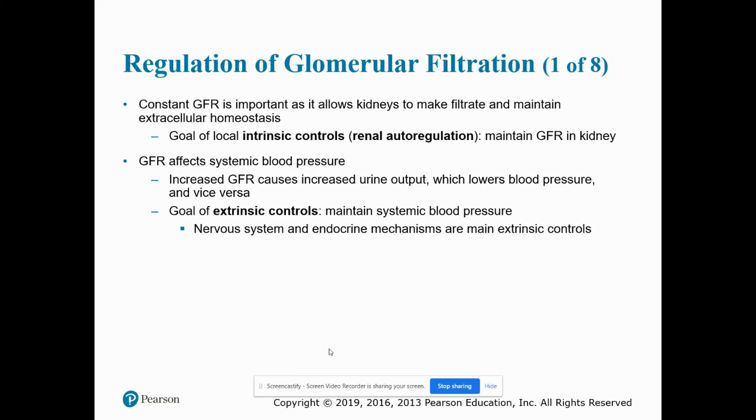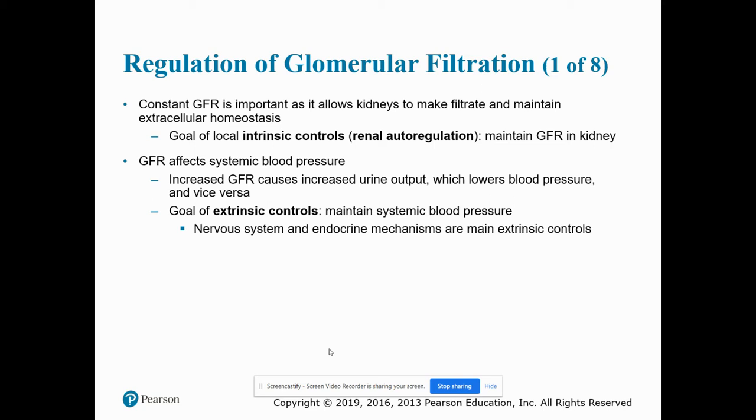A constant GFR is important because it allows the kidneys to make filtrate and maintain extracellular homeostasis. The goal of local intrinsic controls or renal autoregulation is to maintain GFR in the kidney. GFR affects systemic blood pressure, which makes sense. The more we are urinating out, the lower the blood pressure.